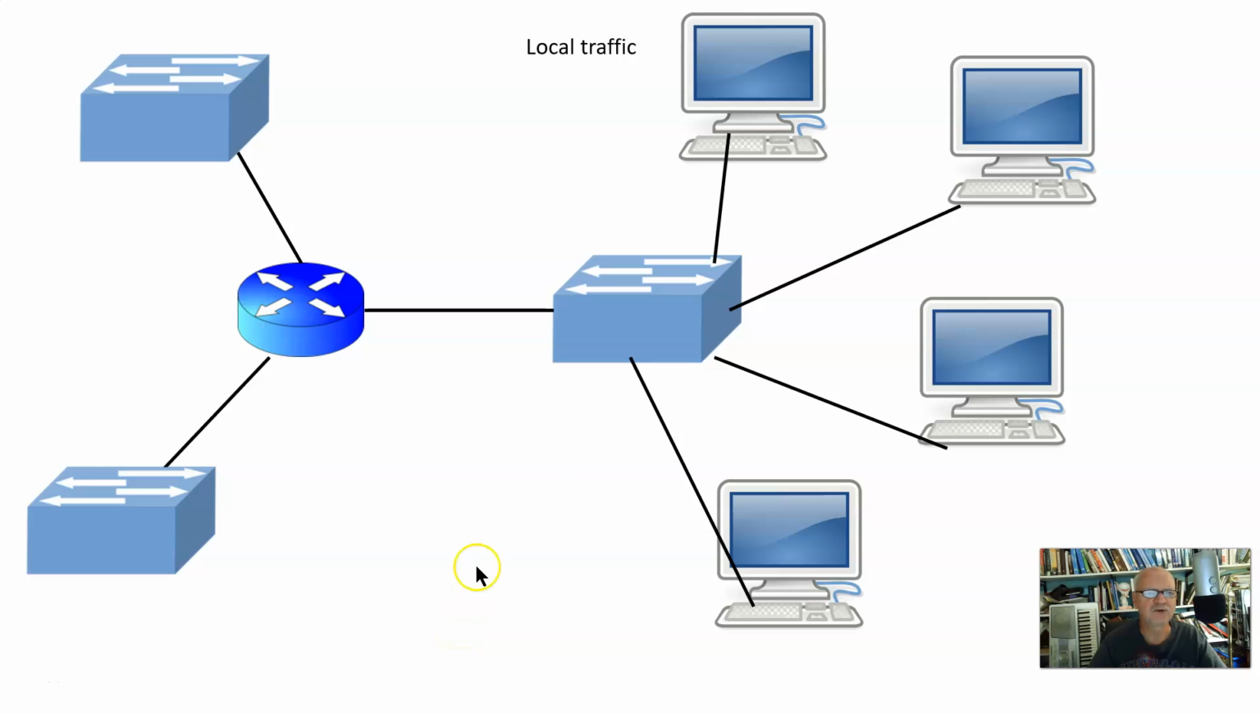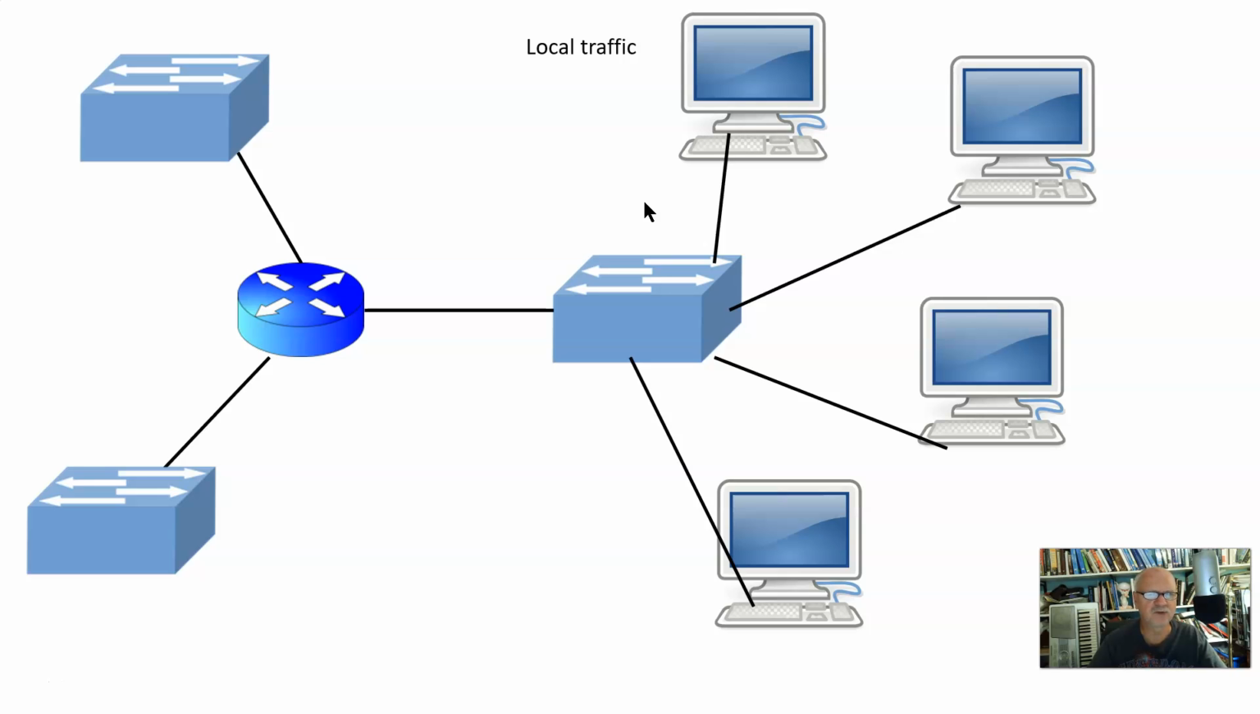The idea of a switch is to carry local traffic. So the switch not only connects us to a router over here, but it also carries traffic between these PCs. These PCs don't need to go to the router in order to talk to each other. They can talk to each other through the switch. How do they do it, or how do they address each other?